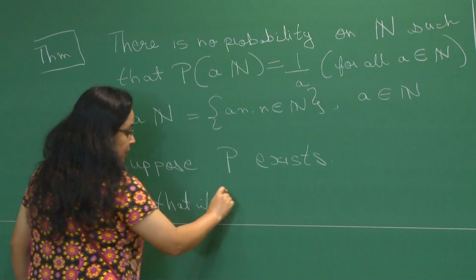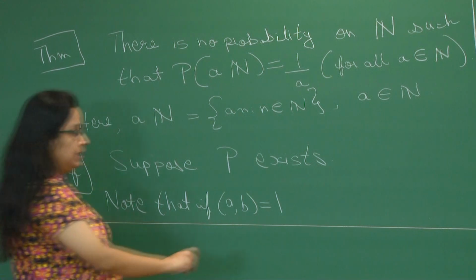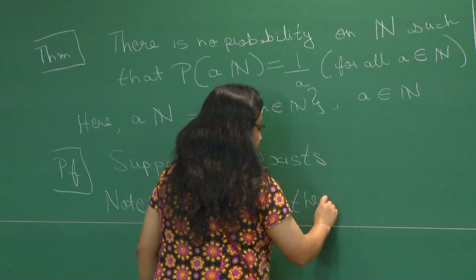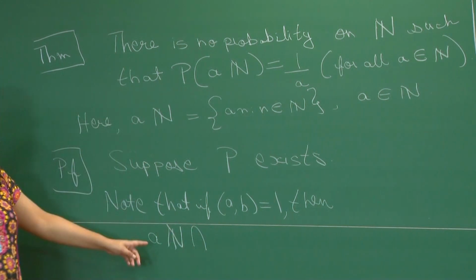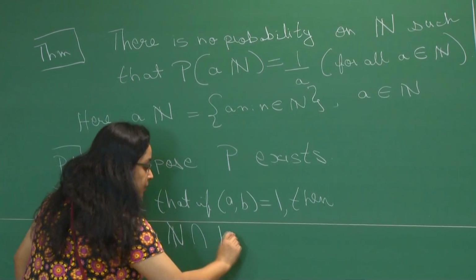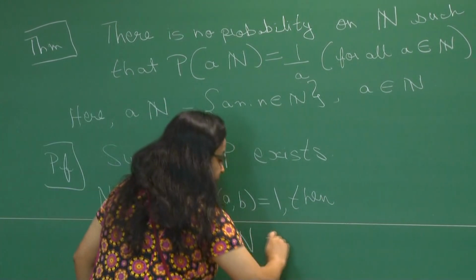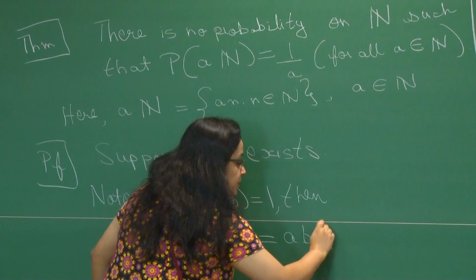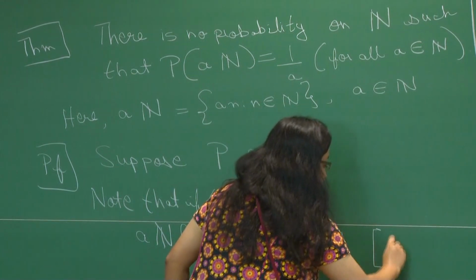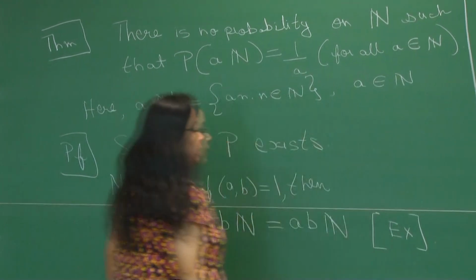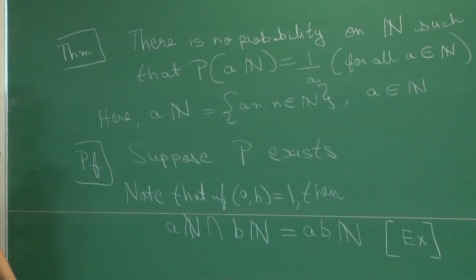if a and b are co-prime positive integers, then if you take the intersection of all multiples of a with the set of all multiples of b, you end up getting exactly the set of all multiples of a times b. I leave this as an exercise for you to verify. This is true, of course, only when the GCD of a and b is 1.